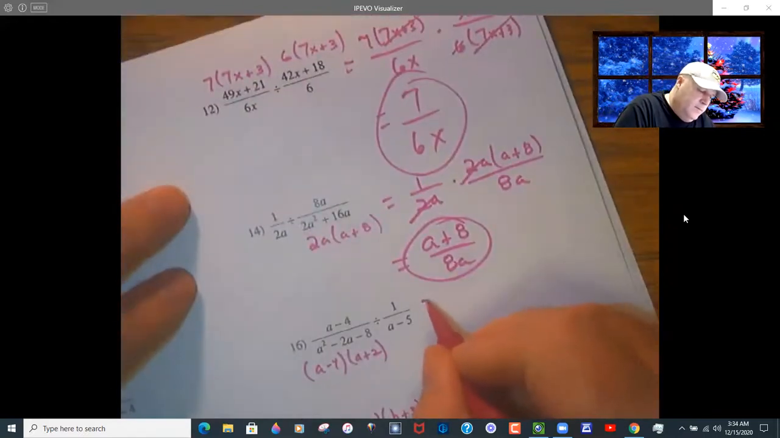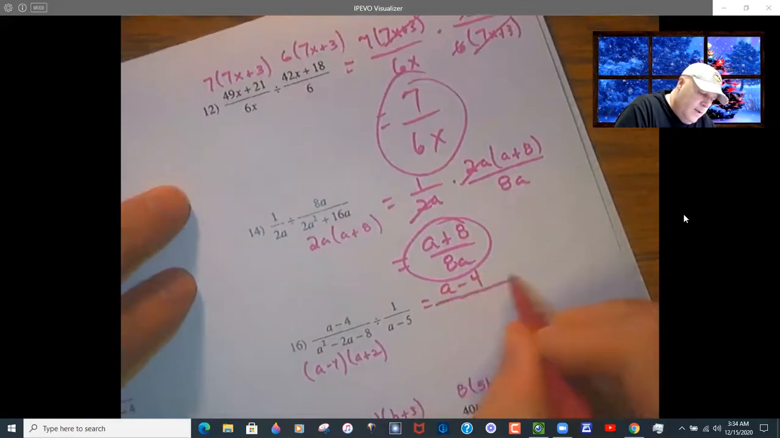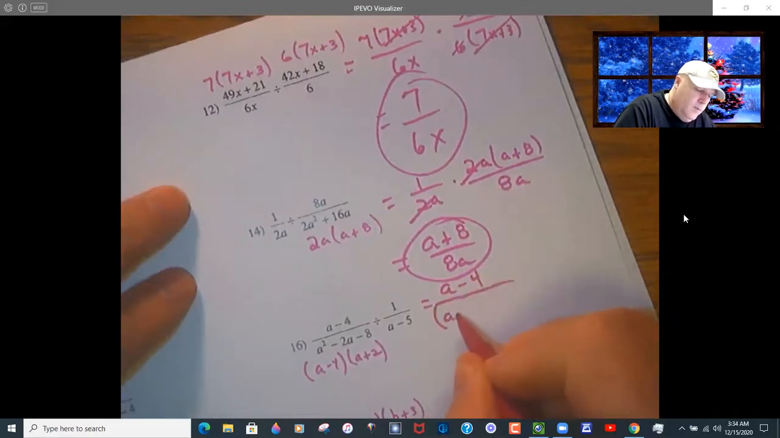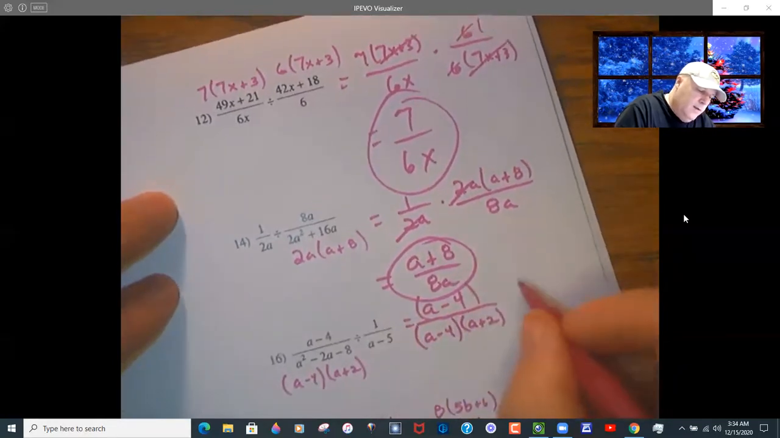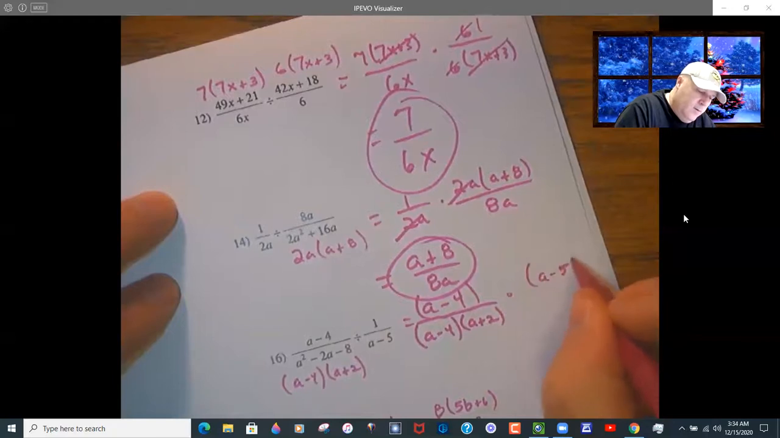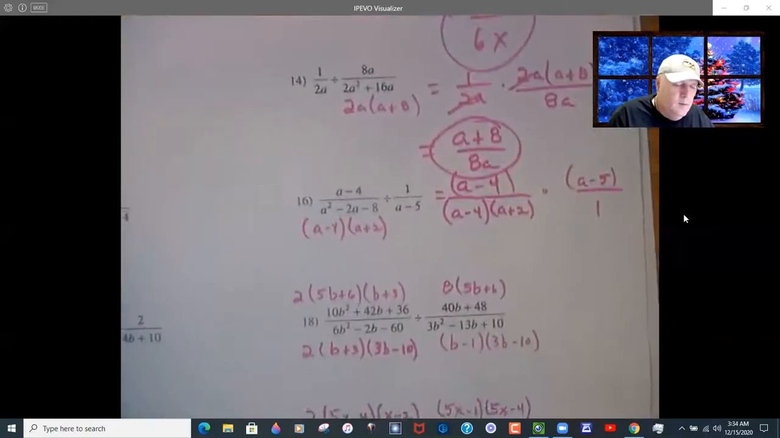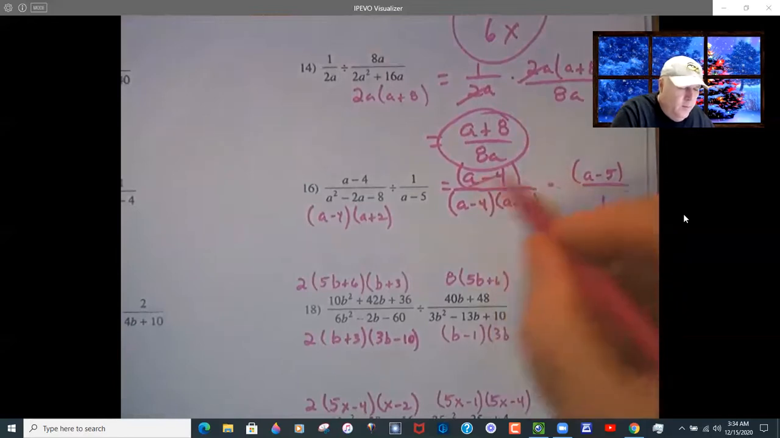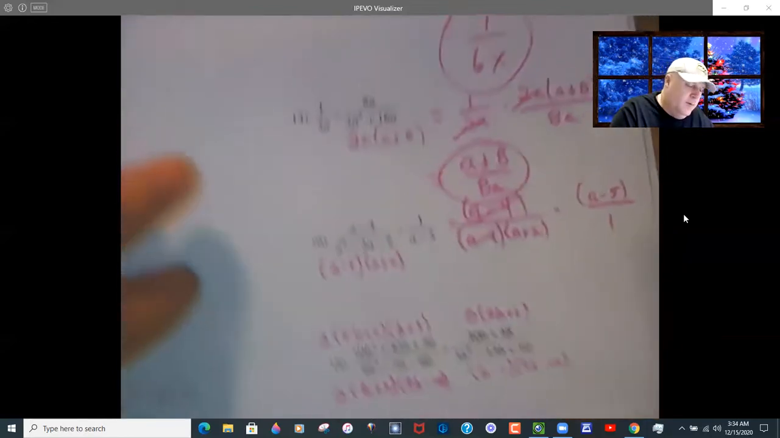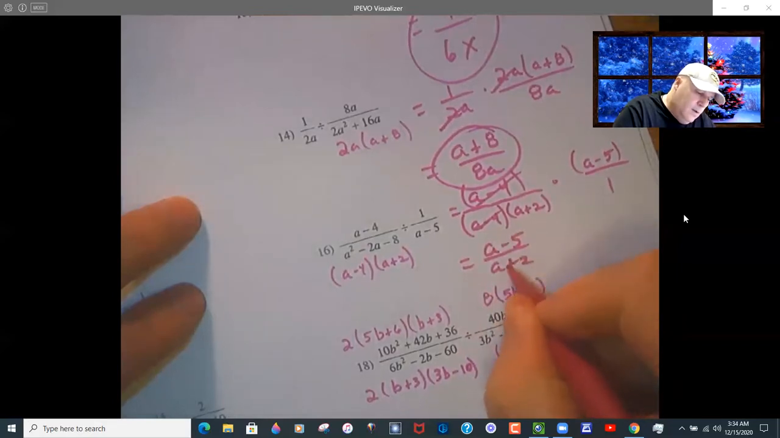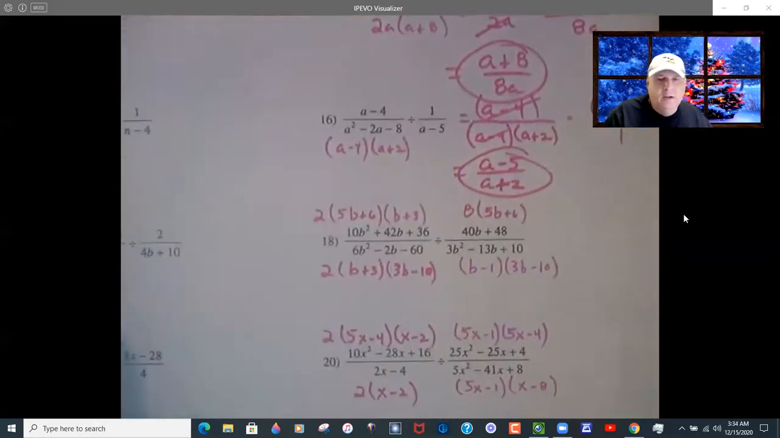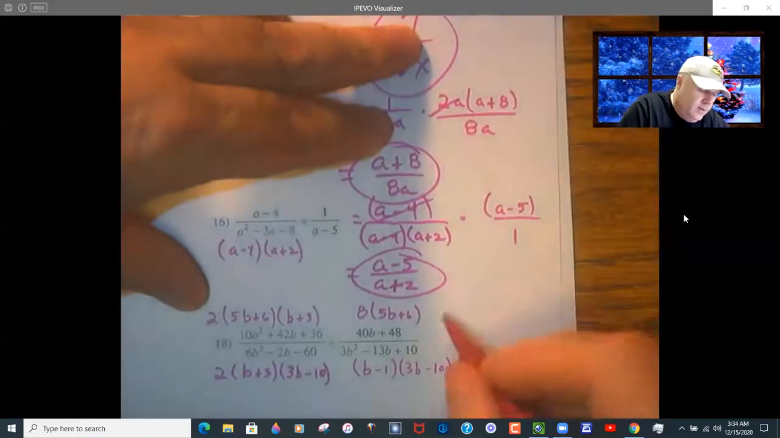Problem 16. So we have an a minus 4 on the bottom times a plus 2 on that first part, and then a minus 5 over 1. Okay, so those will drop, leaving a minus 5 over a plus 2. If you get the factoring right, it's not hard. It's not hard, but you got to get the factoring right, including the common factors.